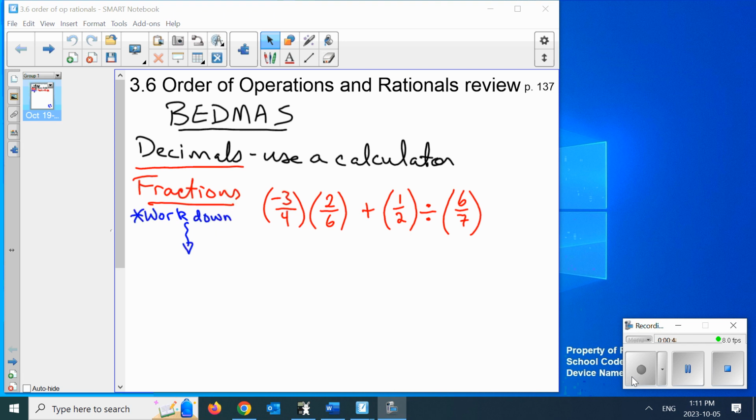We remember BEDMAS. And the first thing I wrote down is, if you have decimals, just use a calculator. I'm cool with that, okay? So don't do the decimals the long way. But with fractions, I want you to show your work as if you didn't have a calculator. You can use a calculator to check your answers if that helps. Okay?